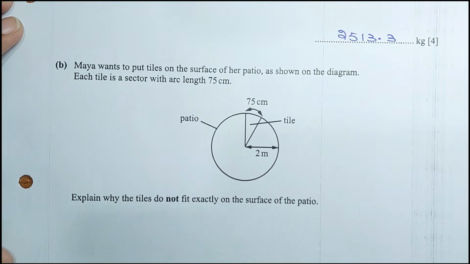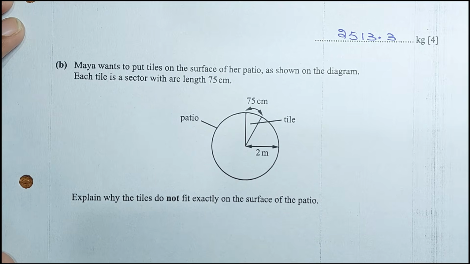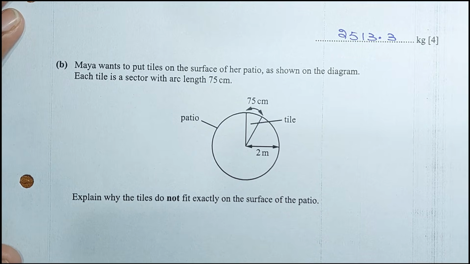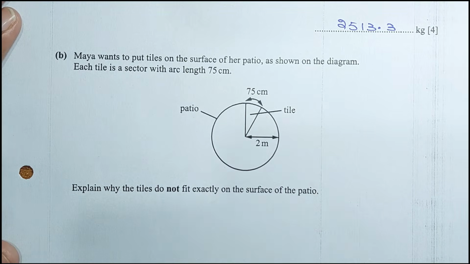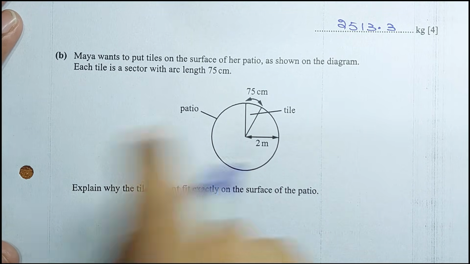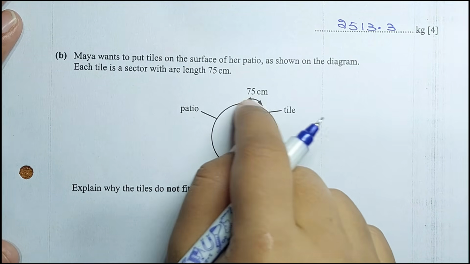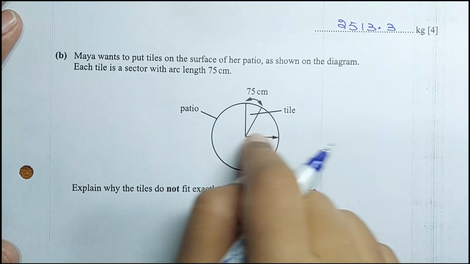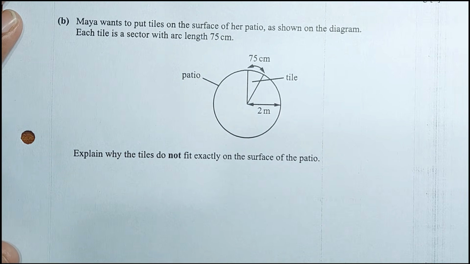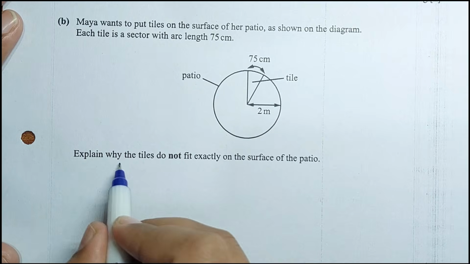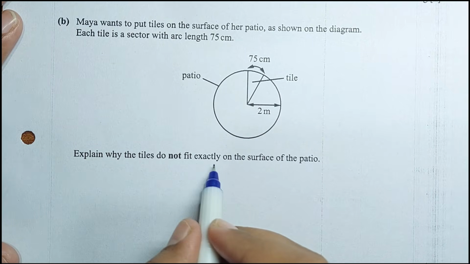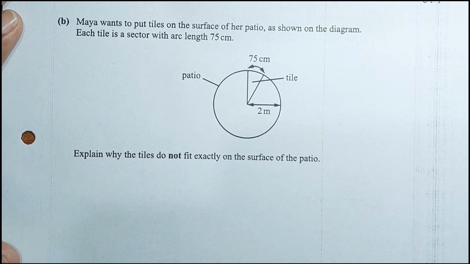Now for part B, Maya wants to put tiles on the surface of her patio as shown on the diagram, right? So that is the tile. Each tile is a sector with the arc length 75 centimeters. This is a patio, this is a tile, and the arc length, and that should be 2 meters. All right, the radius of that should be 2 meters. Now explain why tiles do not fit exactly on the surface of the patio.